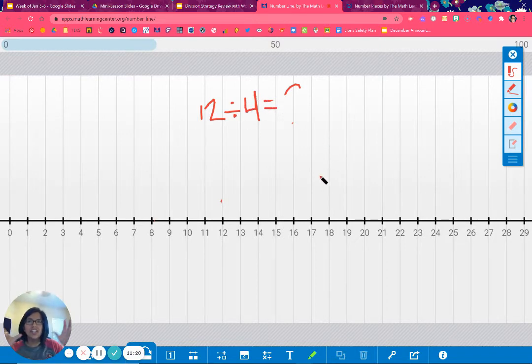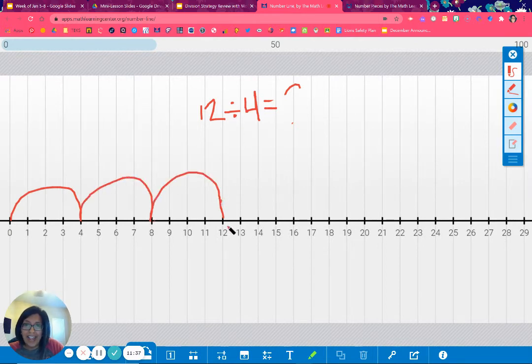Because division is also backwards multiplication, if it's easier, what you could also do is start at 0, and you see that 4, count forward 4. So 1, 2, 3, 4, stop. 5, 6, 7, 8, stop. 9, 10, 11, 12, stop. And I see it reached my 12. I count my jumps and I still have 3. The quotient is still 3.